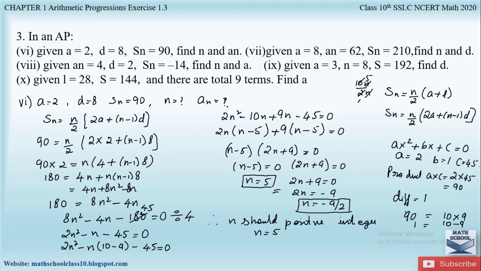Now we have to find out the nth term. So the nth term formula: an is equal to a plus n minus 1 into d. So what is a value? It is given as 2, plus n we got as 5, minus 1, into d is 8. So we know 2 plus 5 minus 1 is 4, into 8 is 32, so nth term an is equal to 32 plus 2, it is 34, and the n value is equal to 5.